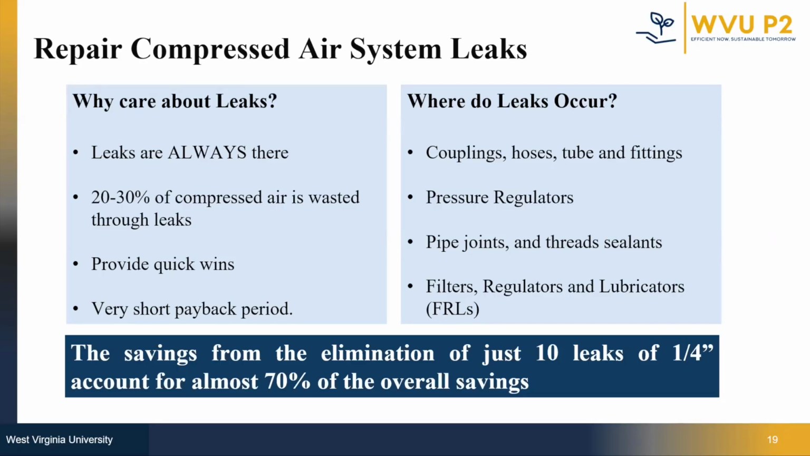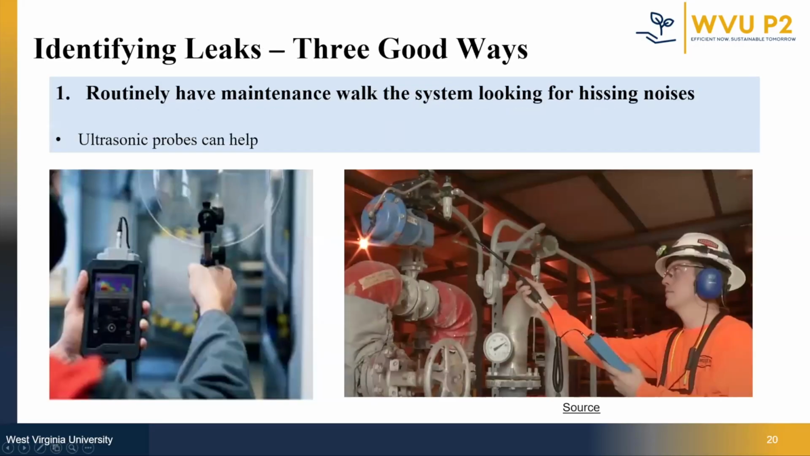Most leaks occur in common spots like couplings, hoses, fittings, pressure regulators, pipe joints, and filters. Here is the powerful part. Eliminating just 10 leaks, each only about a quarter inch in size, can account for nearly 70% of the overall saving potential. So fixing leaks isn't just maintenance, it is one of the fastest and most effective strategies for improving system efficiency. There are three good ways to identify leaks.